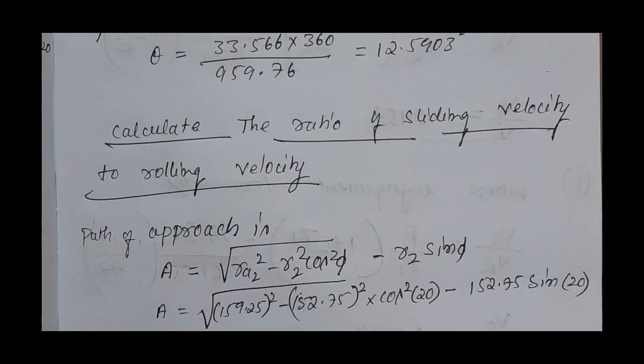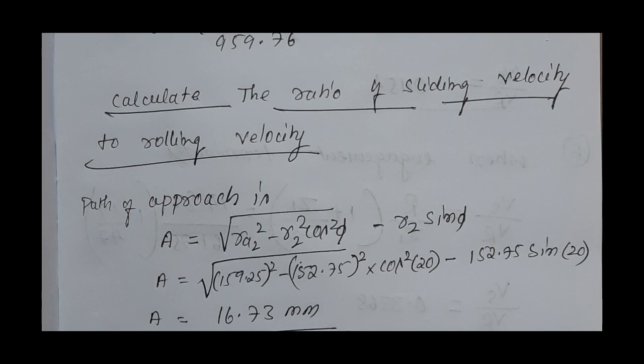That is, square root of RA2 square minus R2 square cos square phi plus root of RA1 square minus R1 square cos square phi minus (R1 plus R2) sin phi. This is the combination of path of approach as well as the recess. First we need to find out the approach, because he has specified in the problem to find out when the engagement terminates, when engagement starts, as well as the pitch point.